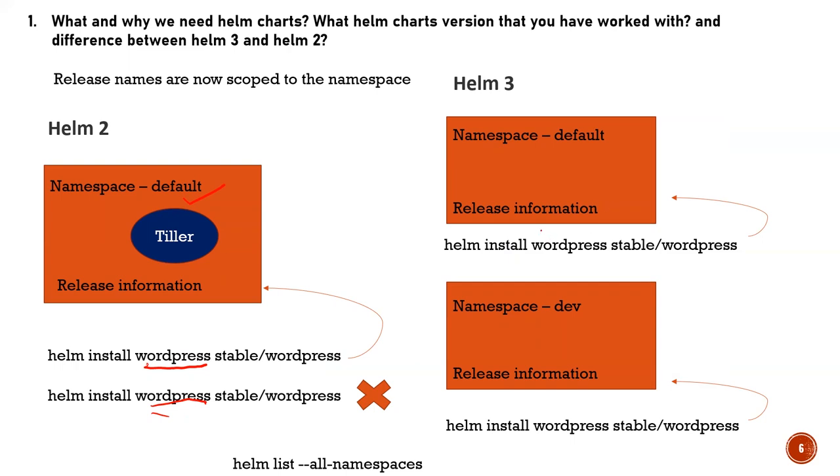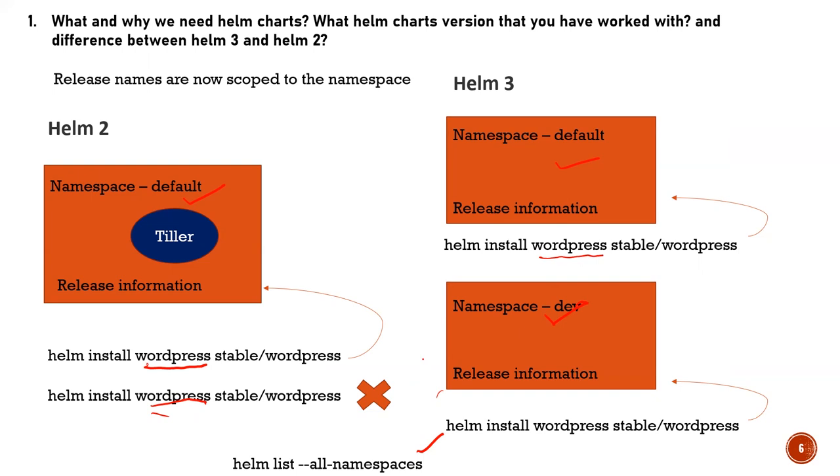But in Helm 3, release names are scoped to the namespace. So if you have used the release name WordPress in the default namespace, that is fine, it is scoped only to default. If you want to use the same release name in a different namespace, is it possible in Helm 3? That is definitely possible. And if you want to list all the releases which you have created in all the namespaces, you can use this particular command: helm list --all-namespaces. Release names are now scoped to namespaces in Helm 3.